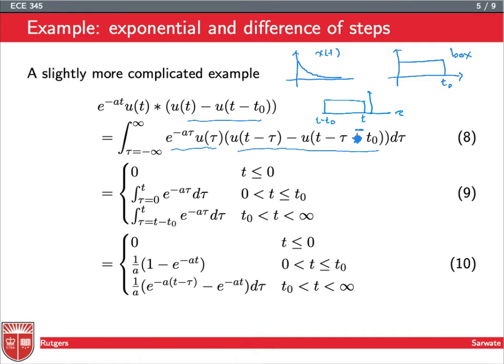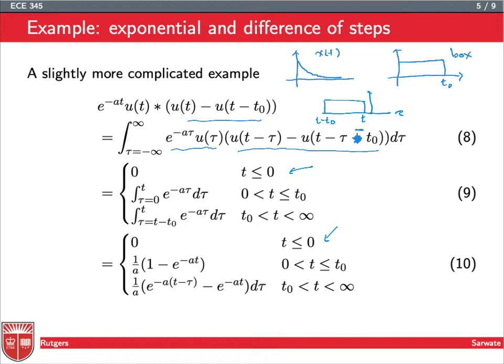Okay, so what happens in this integral? Well, if t is less than 0, then there's really nothing in this integral, because this function h of t minus tau is not overlapping with x of t. So we get 0 over here. So hopefully that's clear, and then that it translates over here into the final answer.